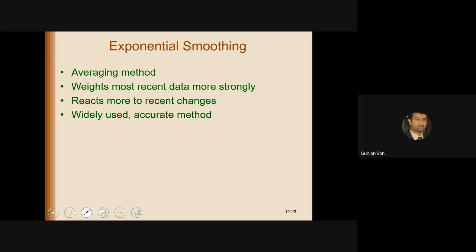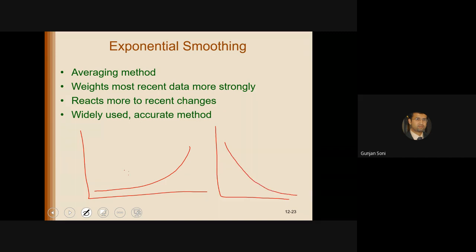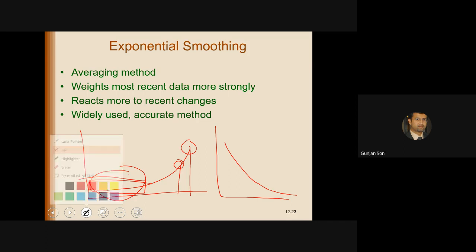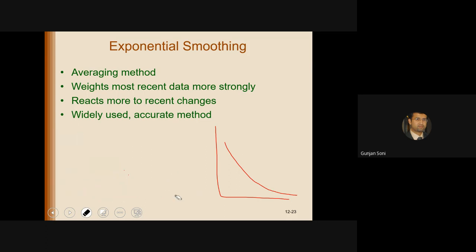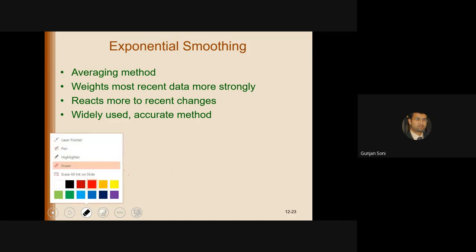It gives more weightage to the recent data on its own by virtue of the exponential. You know the curve. The exponential curve is somewhat like this, either this way or negative, like this. So if you are trying to forecast for this period, it will give more weightage to this data as compared to the data which is present earlier. So it reacts more to the recent changes in the demand. So exponential smoothing is considered to be a better option than the others.